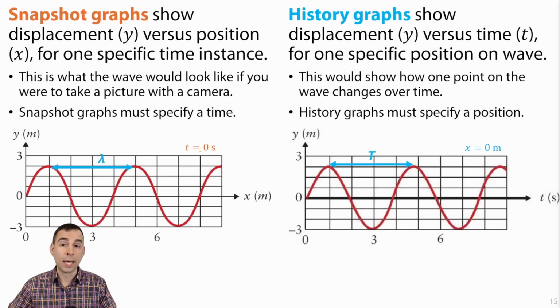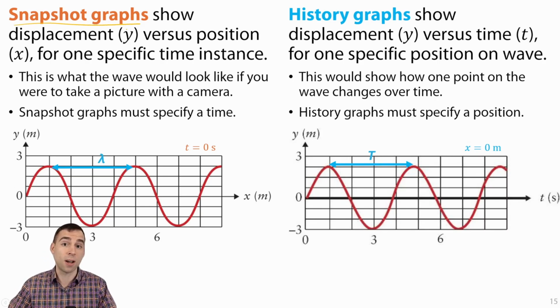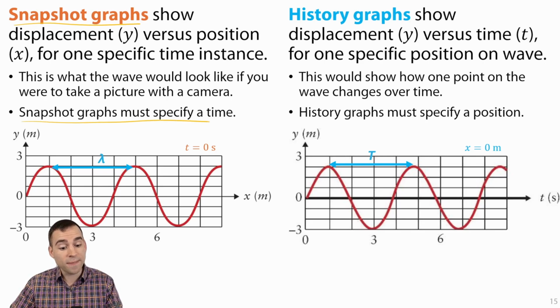Now that we know about the parameters that characterize different waves, we can represent waves on graphs in two ways. We could use a snapshot graph, which shows the displacement of the medium versus its horizontal position. These snapshot graphs must specify a time that we're looking at. So this is like what you would see if you were to take a picture with a camera. This is what you would see with your eyes.